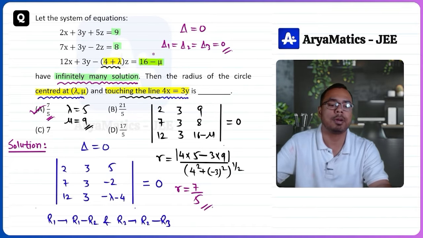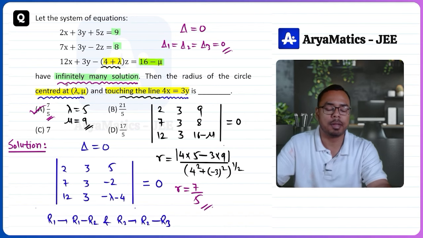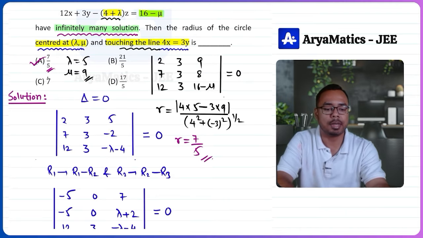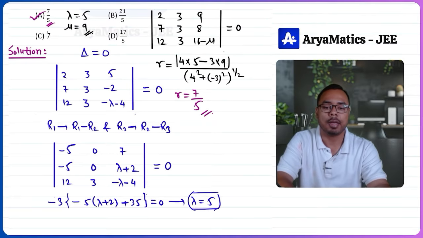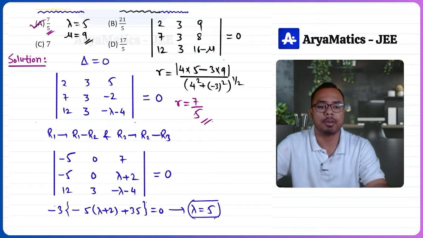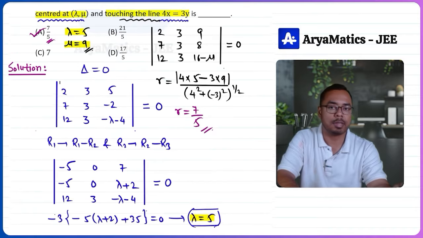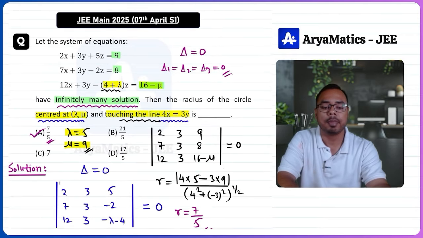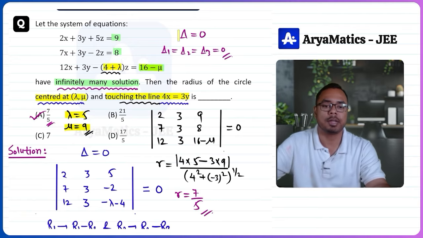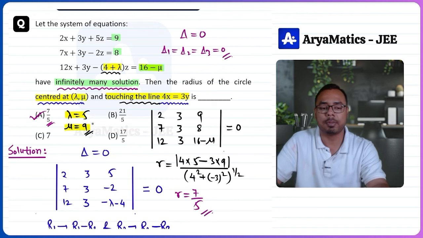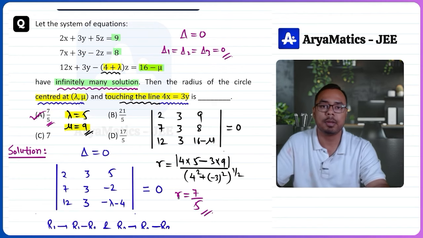Right? This was not a difficult problem. Using the condition for infinitely many solutions, the condition is delta 0, and then delta 1, delta 2, and delta 3, those three are also 0. So from delta 0 we got lambda as 5, and then from delta 3 equals 0 we calculated the value of nu, right? Lambda was 5 and nu will be 9. So therefore the center of the circle will be at (5, 9), and then we need the radius of the circle. That is nothing but the distance of this line 4x minus 3y equals 0 from the point (5, 9). That distance is 7 by 5. So therefore the correct answer for this problem is the first option.